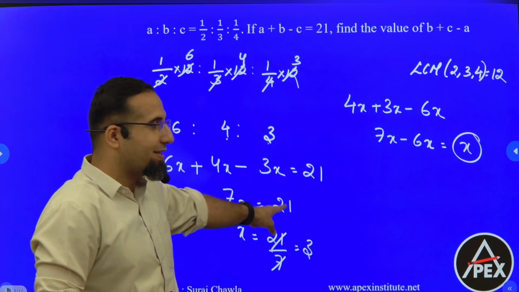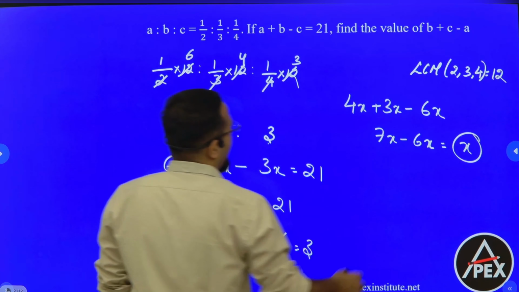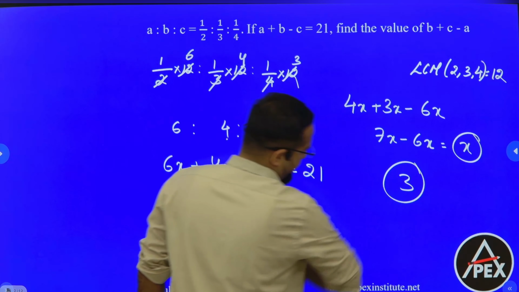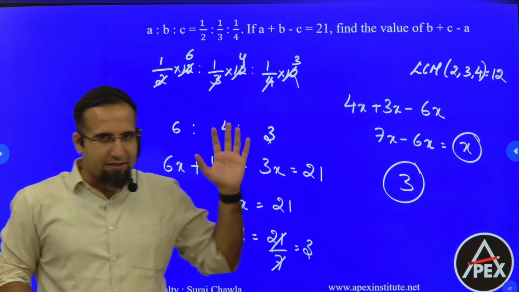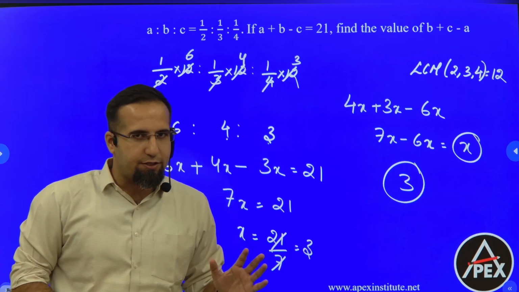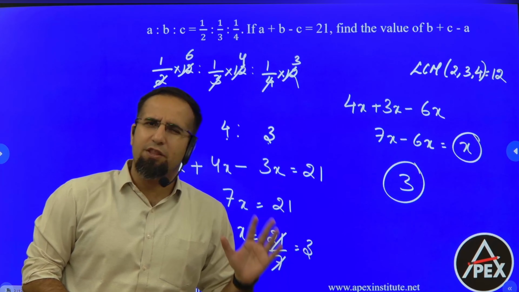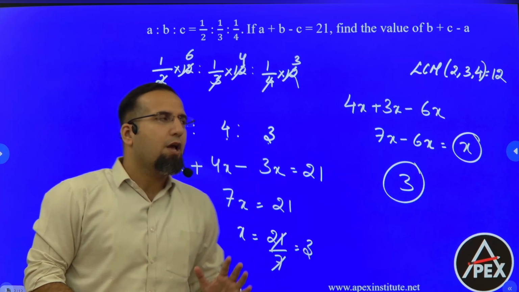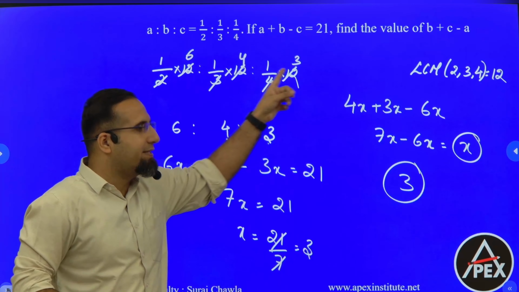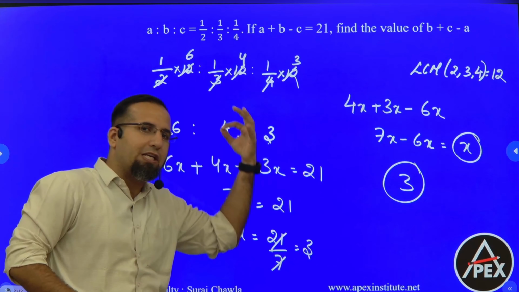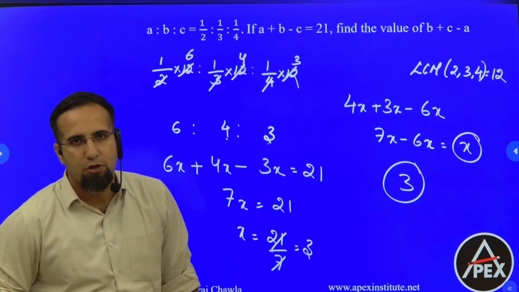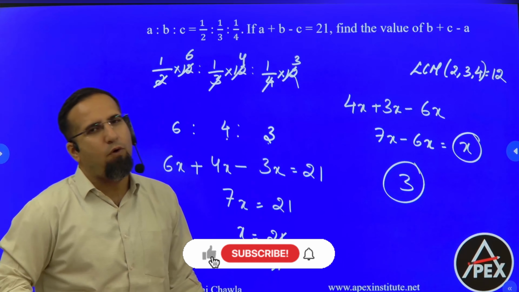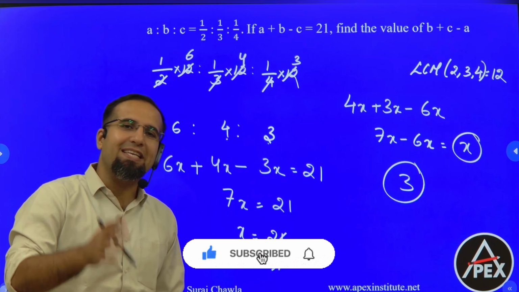Yes, we know the value of x is equal to 3. Therefore, our answer in this question becomes 3. Clear, guys? I repeat the summary of this portion: if you are given ratios in the form of fractions, take the LCM of denominators, multiply each part with the LCM, and then you get the ratio in the non-fractional form, to simplify your ratios and move forward with your calculations in an easy manner.